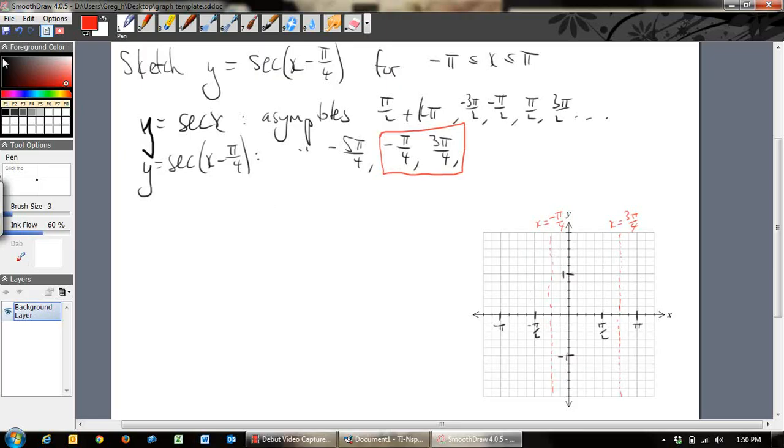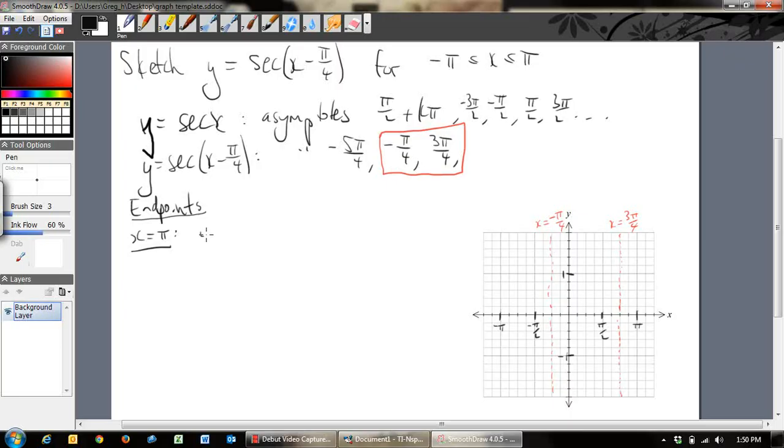Fantastic. At this point there are some key things. Always label endpoints. Always label x-intercepts and y-intercepts. Okay. So firstly, let's figure out what our endpoints are. What happens when x is equal to pi?